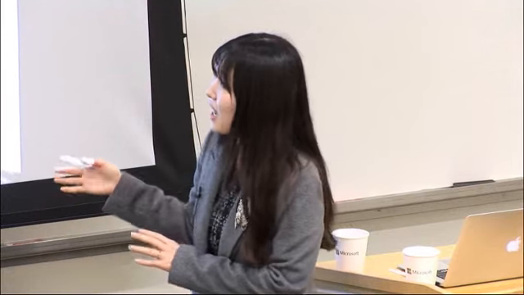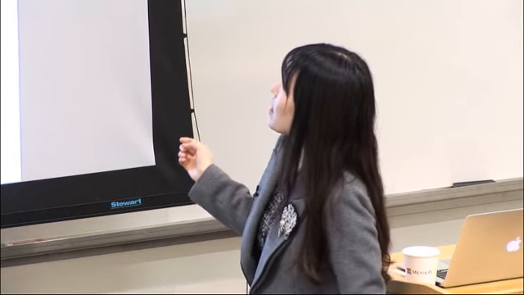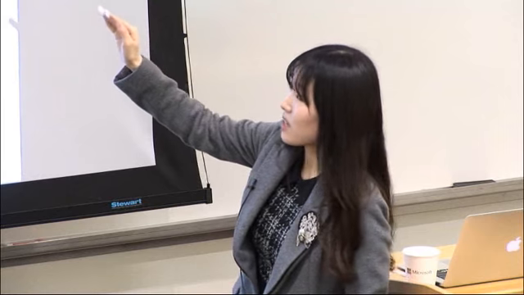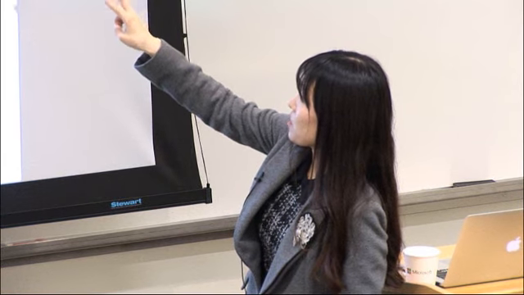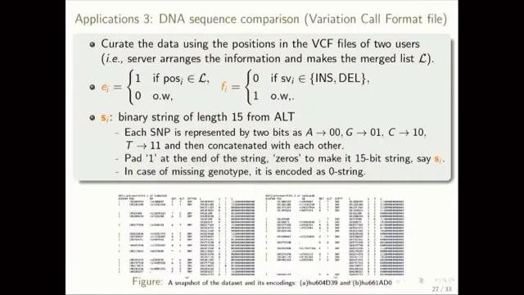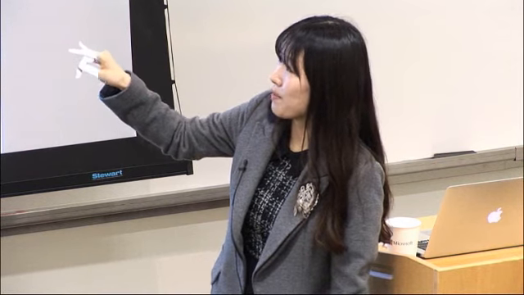The first encoding E tells us whether the genotype is missing or not in the list. And the second encoding F specifies the variant with respect to the reference. So if the SV type is insertion or deletion, then it is 0, and otherwise it is 1. And the user's string can be encoded as a binary string of length 15.